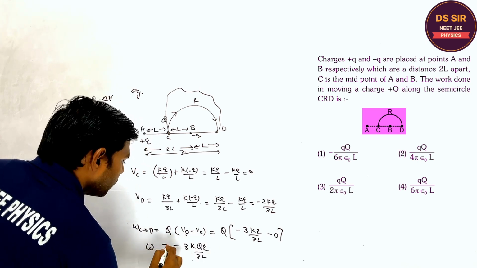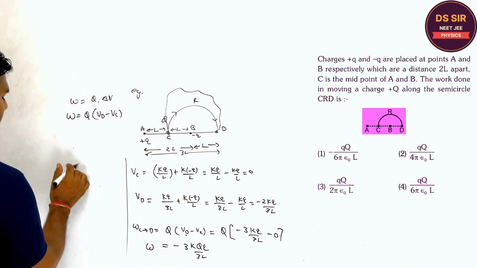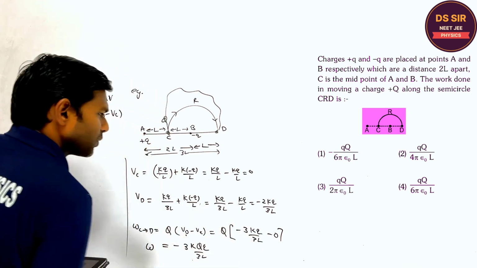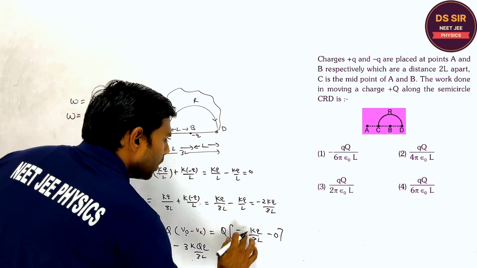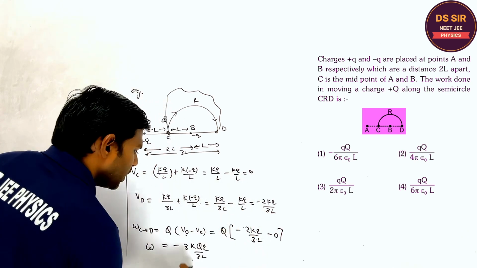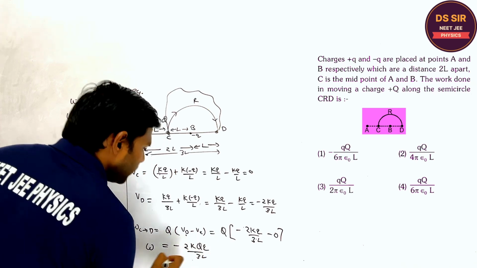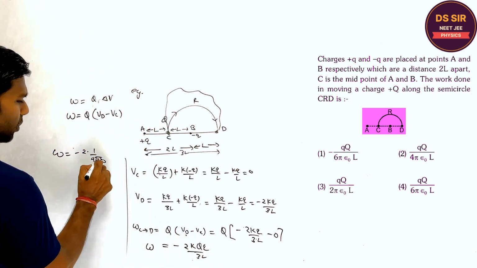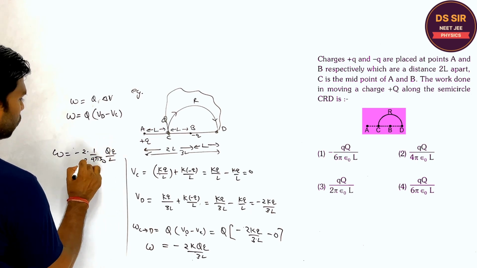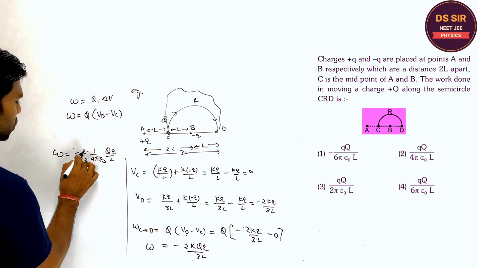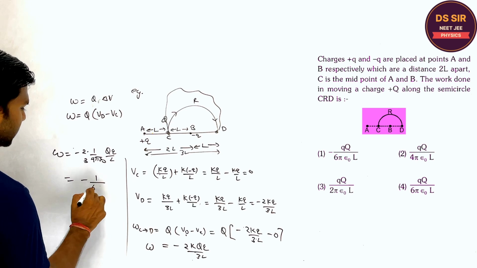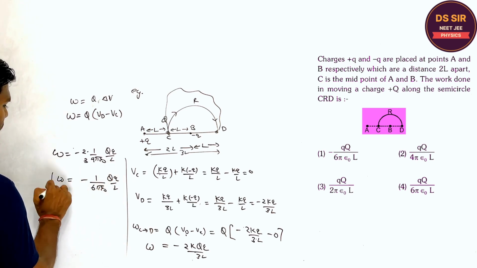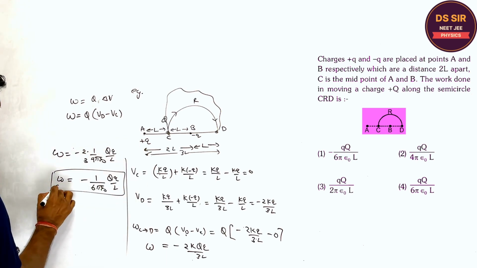This is the work done from C to D, and if you simplify, this is 2 upon 3 KQ upon L, right? Put the value of the K. W is what? Minus 2 into 1 upon 4 pi epsilon naught, Q upon L into 3, right? So this is 2 upon 12, that is minus Q squared upon 6 pi epsilon naught L, right? This is the work done in moving the charge from C to D.